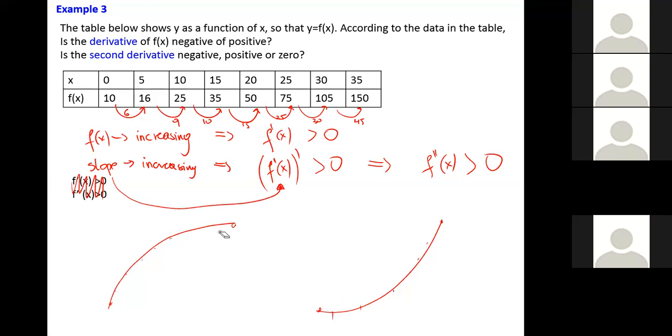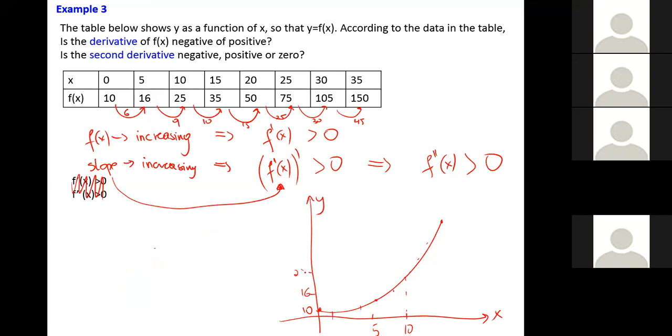That means I can remove this. We can pretend that, oh, my graph is crazy, but at 0 we have 10, at least, and maybe at 5, 16, and at 10, 25. I don't know if my scale is good, but it's definitely concave. I'm really hoping that we can understand how to read the first and now the second derivative from the graph and from the table.